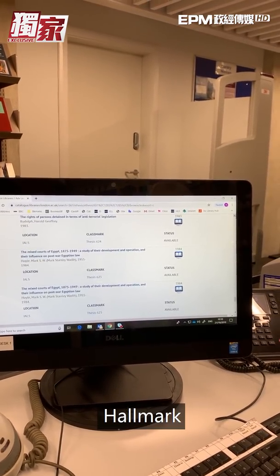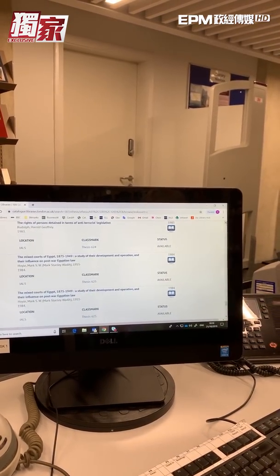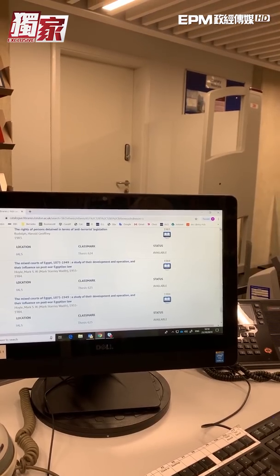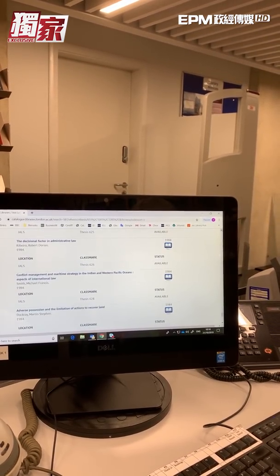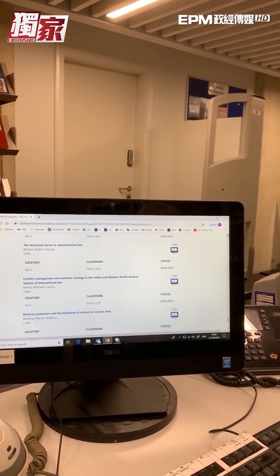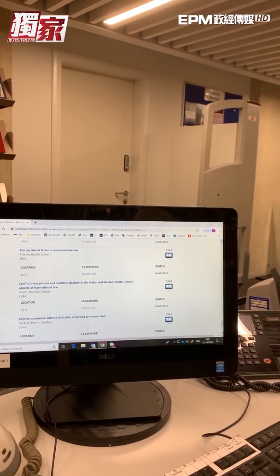Hallmark. Okay, this is 1984, right? Yeah. The second one, is it the same thing, isn't it? I don't know why we've got two copies of that one. Okay. And this one is Dark Race, Martin, Stephen. 1984.